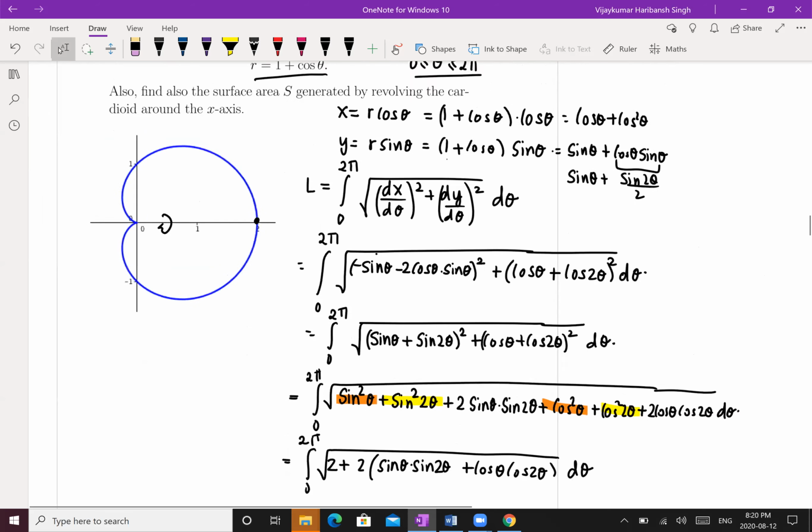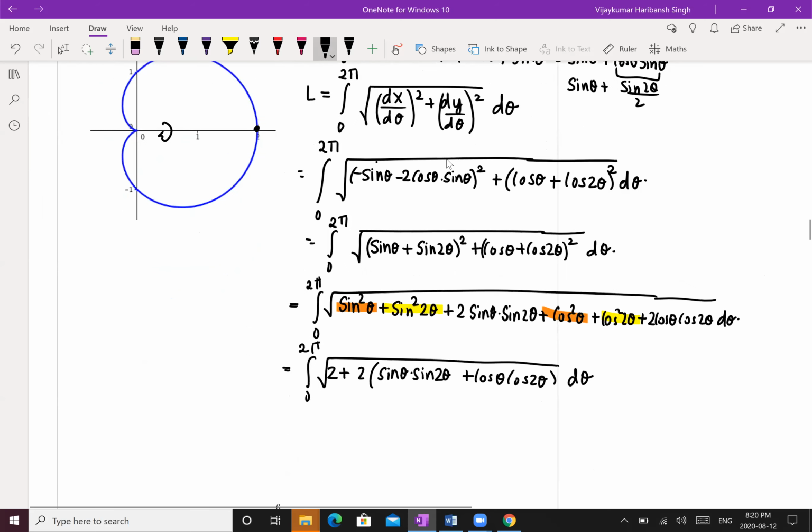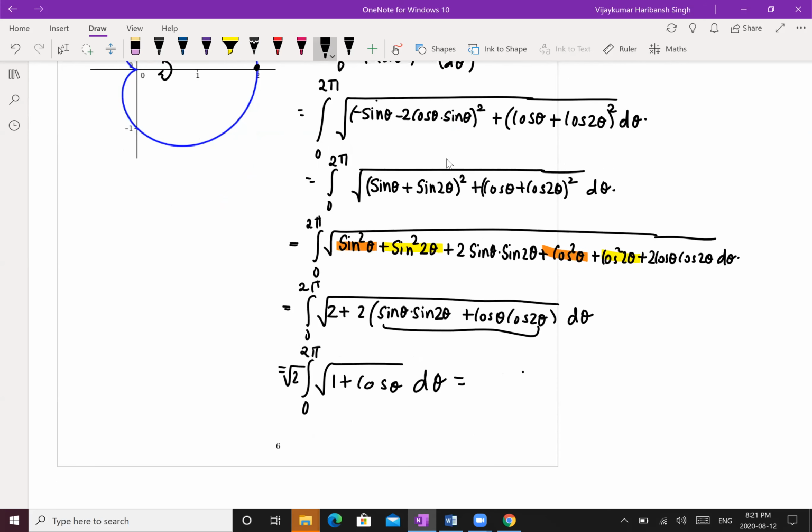So this simplifies, we get 0 to 2 pi. If you simplify this, you can take 2 out, and it will come out as a square root. We get 1 plus, and now this can be combined into cos of (2 theta minus theta), which is cos theta. Now this can be written as root 2. Now apply the double angle formula: 1 plus cos theta is 2 cos square theta by 2, under the square root, 0 to 2 pi, d theta.